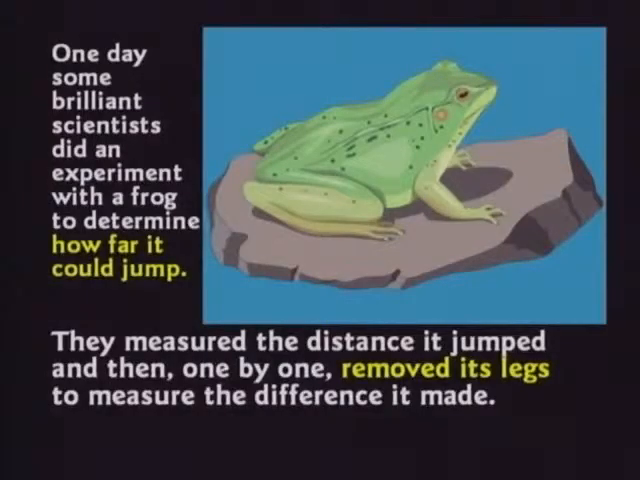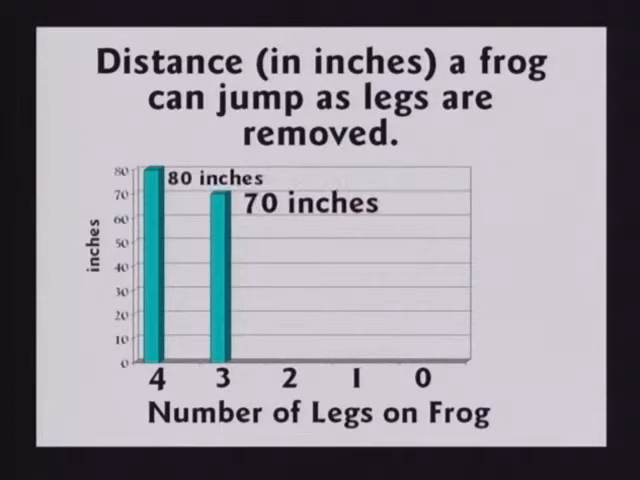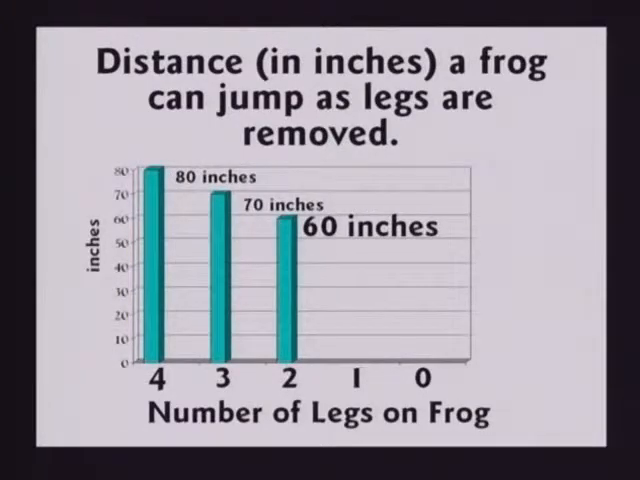I don't know if you heard the story, but there was a bunch of scientists one day that wanted to see how far a frog could jump. They put the big old frog down there and said, jump, frog, jump. That frog, boing, he jumped 80 inches. Wow. They brought him back, cut off one leg. Said, jump, frog, jump. He only went 70. They brought him back, cut off another leg. Said, jump, frog. He went 60. They brought him back, cut off another leg. Said, jump, frog. He went 50.